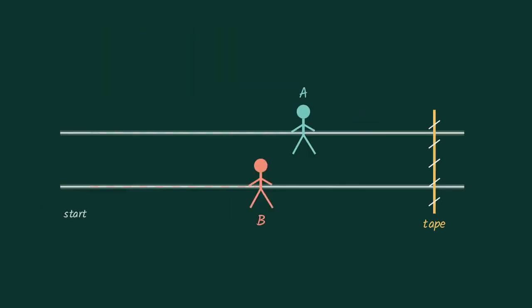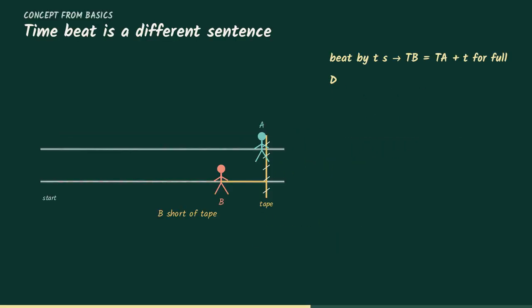Beats by T seconds means something else. A finishes in time T, and B still needs T more seconds for the full race. B's time for D is T plus T.